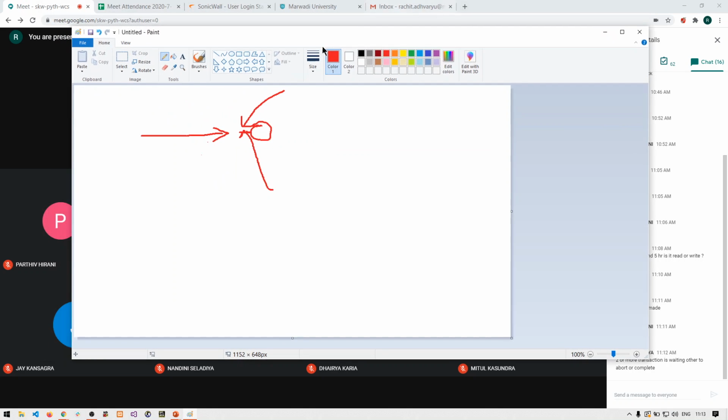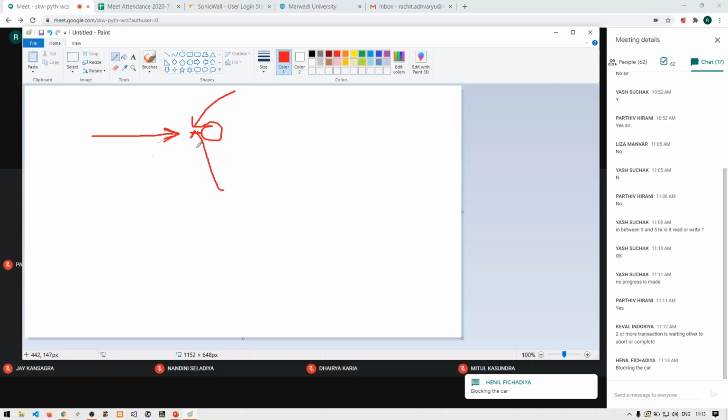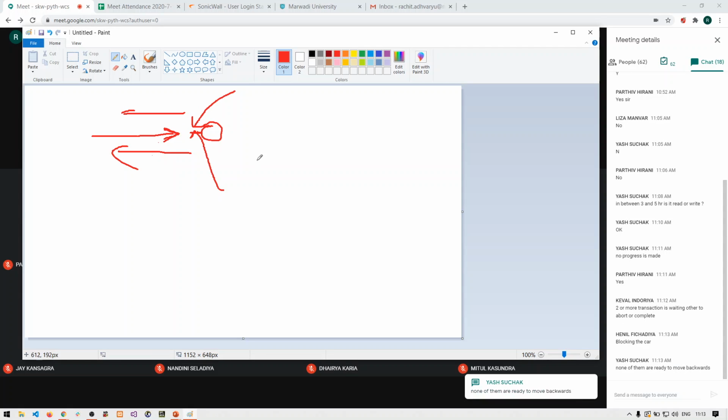Can anyone tell me what you mean by this scenario? What will this scenario result into? Blocking the car, or we can say a traffic jam. That means here it is a jam, here it is a jam, and here also it is a jam. No car is going to move anywhere. This car wants to move in this direction. This car also wants to move in this direction, and this car is already moving in this forward direction, but none of the cars is able to move in any direction because here it is a jam.